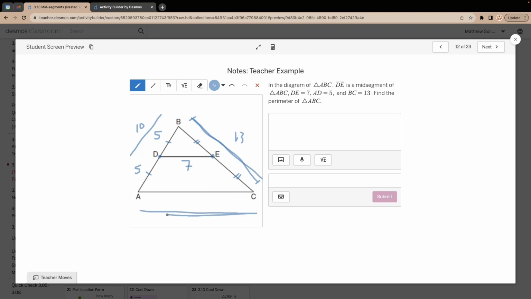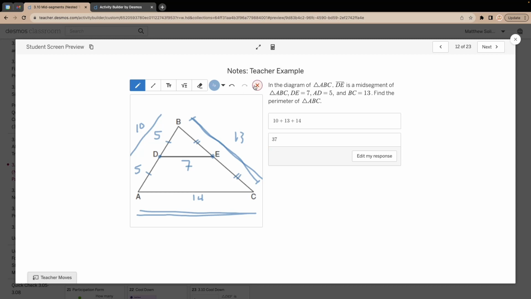What is the bottom going to be? Well, I know DE is 7. So if it's the midsegment, this has got to be twice as big. This has got to be 14. So the perimeter of triangle ABC is 10 plus 13 plus 14, which ends up being 37. So 37 is the perimeter.